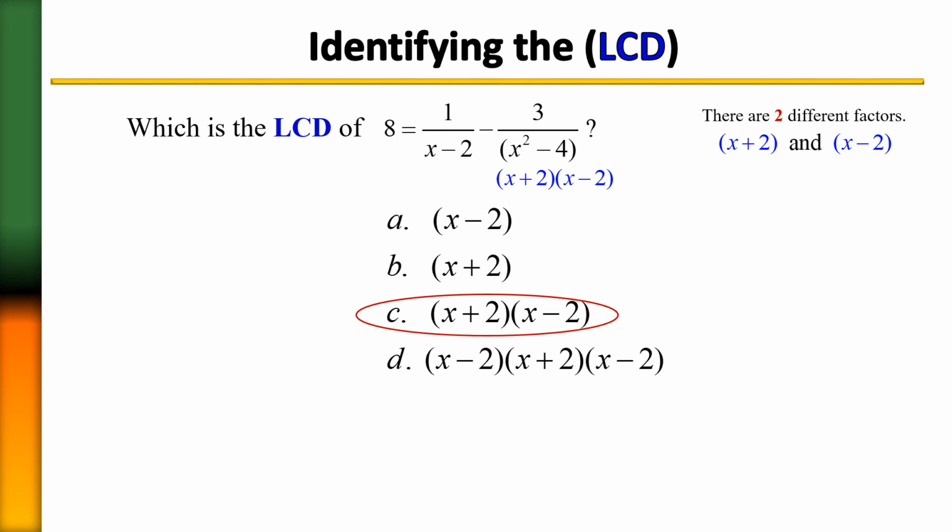And recall that order does not matter which way you write it. Here we see the circled choice of x plus 2 times x minus 2, but it could very well have been written as x minus 2 times x plus 2, because multiplication is commutative, therefore order does not matter. And there you have it, identifying the LCD of rational equations.